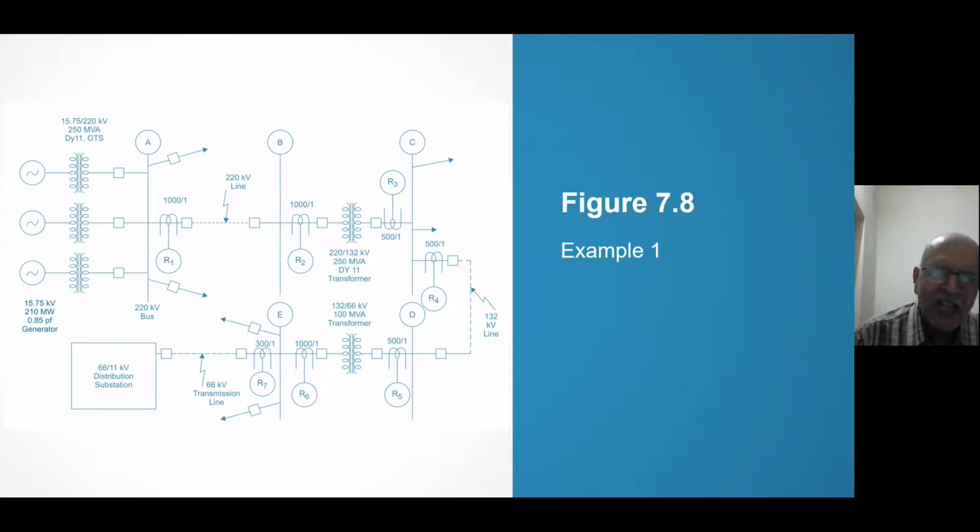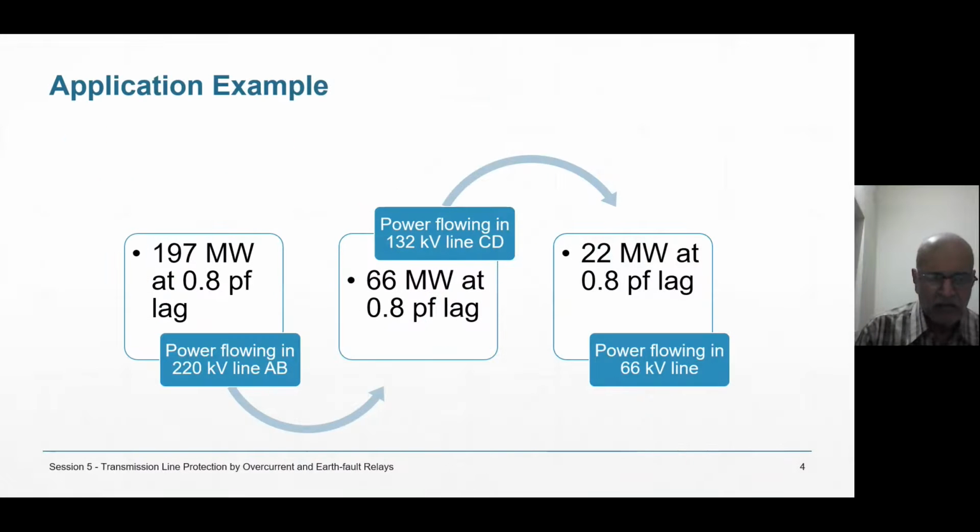I can lengthen this example as much as I want. But let us understand how we can set relays R1 to R7 critically. That is what we would like to see. Now for this, what is given is this: the power in AB and in CD lines, you see, is given. Let's see.